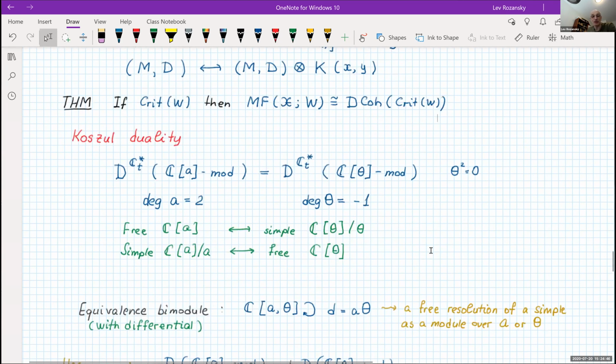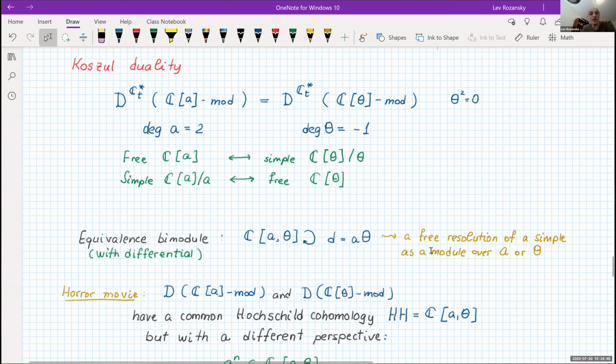This is a well-known story. The equivalence between these two categories can be described by a bimodule of A and theta equipped with a differential. So it's a differential bimodule. If you forget about one of the variables, A or theta, in this bimodule, then you see a resolution of a simple module in the other variable. So that's why it turns free into simple and back, basically.